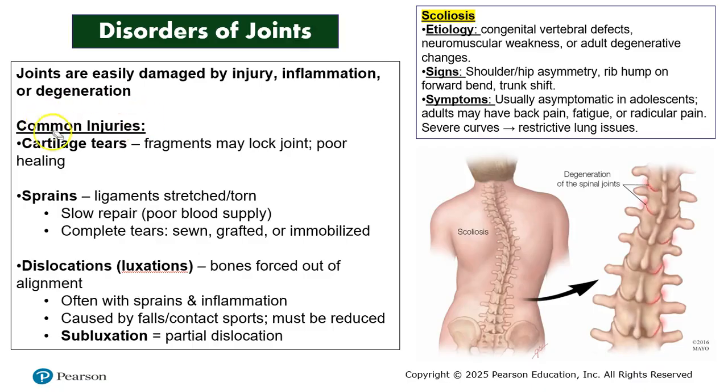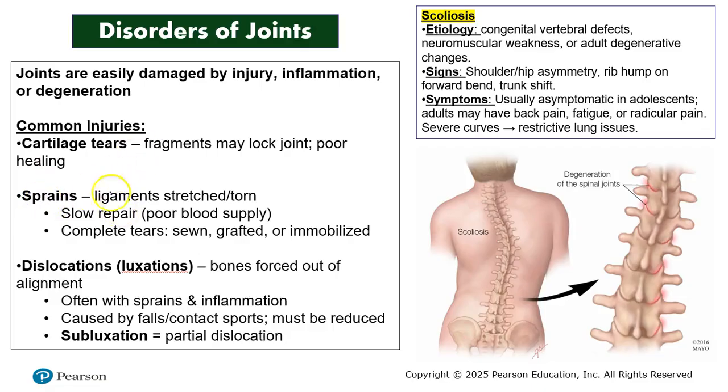So let's think of some common injuries. First is going to be cartilage tears. Well, we saw that we had cartilaginous joints, so cartilage tears can be very big there. And that means that if that happens, you can have fragments that may lock the joint itself, or you definitely will have poor healing because there's not a lot of nutrients coming straight to the cartilage because of how it's made, right? It's specialized connective tissue.